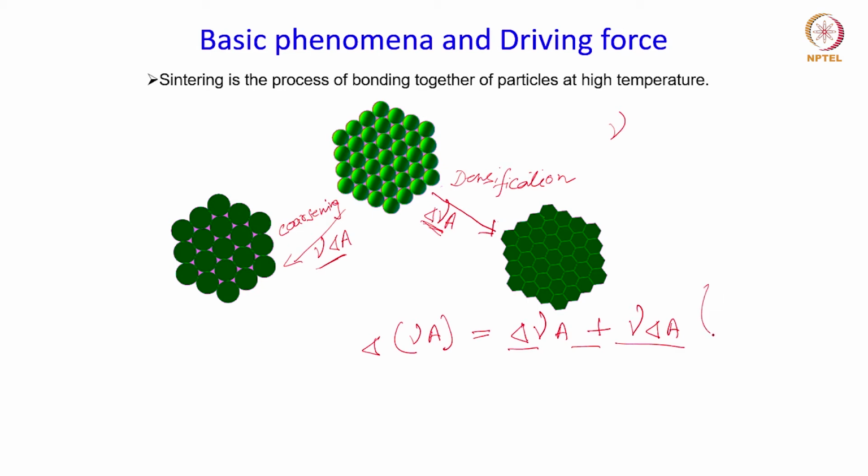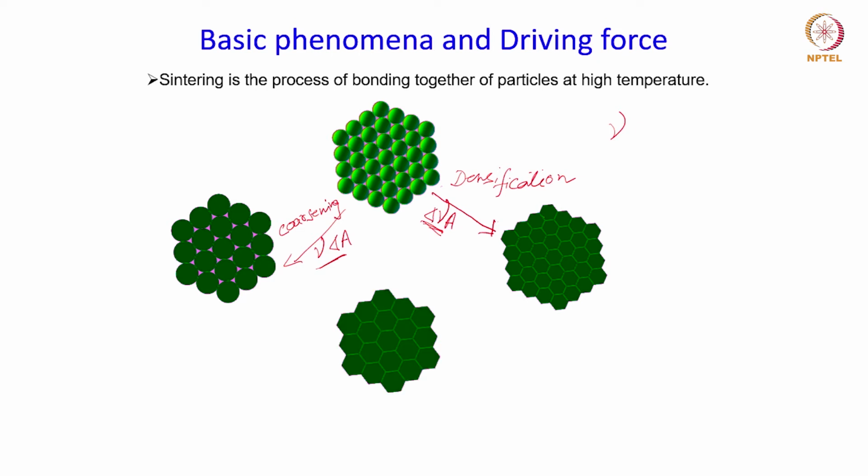Right, so this process of densification and coarsening will essentially lead to a decrease in the total surface energy of the system. Okay. So when sintering finally occurs, in the sintered compact, both of these phenomena will take place, okay, and that can be seen from this diagram as well.